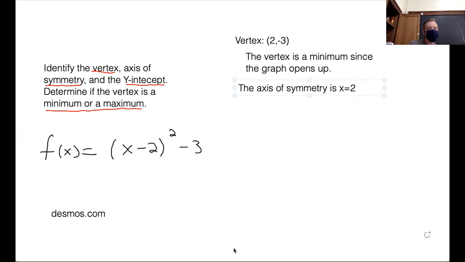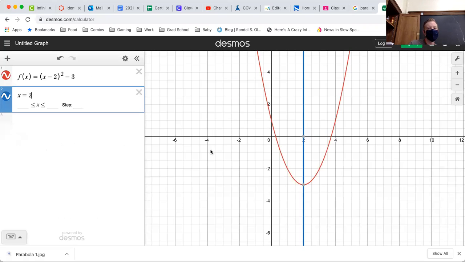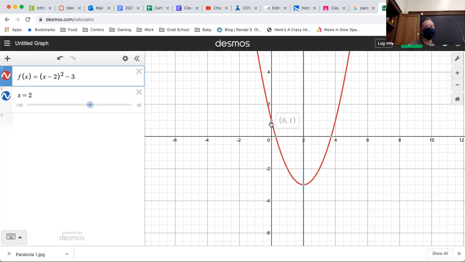The last thing that we want to find here is the y-intercept. And remember, the y-intercept is the point where the graph crosses the y-axis here. So if I click on my parabola, I see that this point right here is where my graph crosses the y-axis. And once again, using Desmos, I can just hover over it. And I see that that's the point (0, 1). That is my y-intercept. For what we're doing today, we don't need to calculate this ourselves. We're going to use Desmos in order to do those calculations for us.